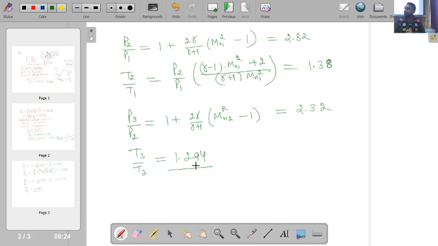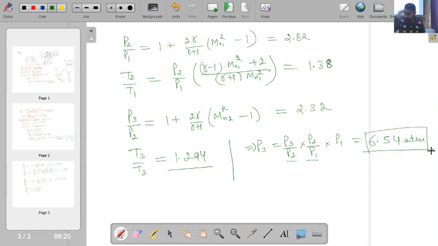Fine. So we have calculated the ratios of pressure and temperature for both the incident as well as the reflected shock waves. Now with this information, I can say that P3 can be P3 by P2 into P2 by P1 into P1. So P1 will cancel, P2 will cancel. I have these two numbers and P1 is given as equal to 1 atmosphere. So from here I can see that my static pressure at point 3 will be 6.54 atmospheres. This is my second answer.